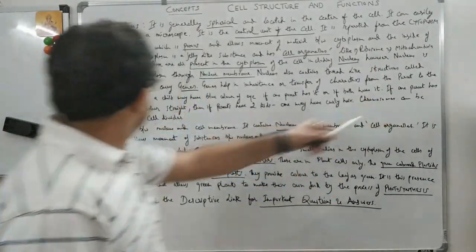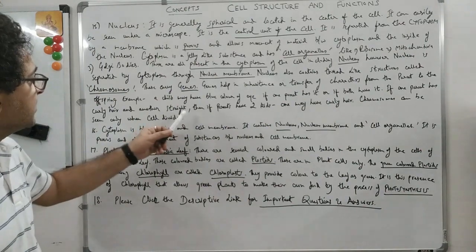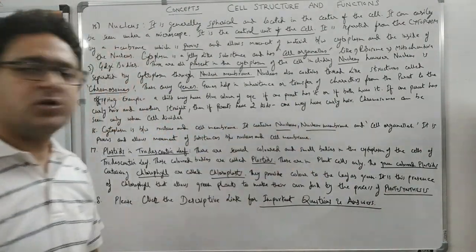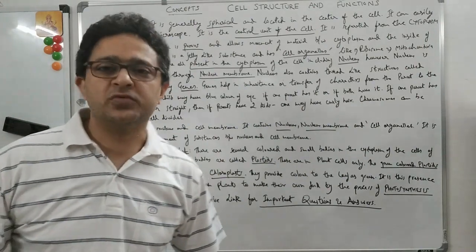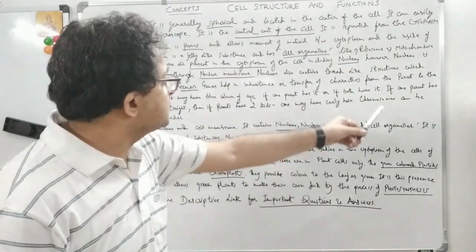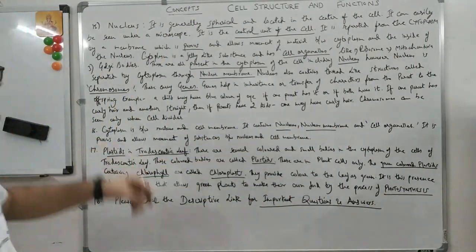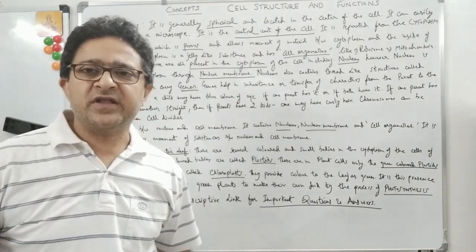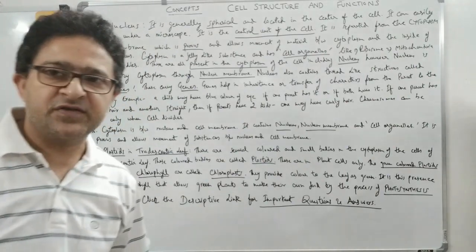If one parent has curly hair and another has straight, then if the parents have two kids, one may have curly hair. So this is all the game of chromosomes. Chromosomes can be seen only when the cell divides. So basically, when the cell divides, then only these qualities of inheritance come. Right? So we proceed further now.